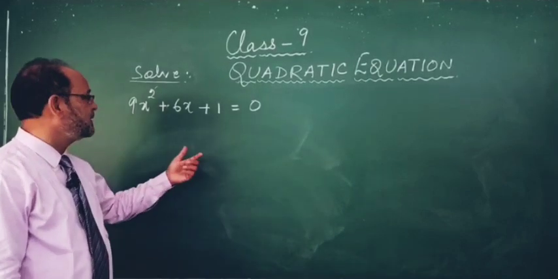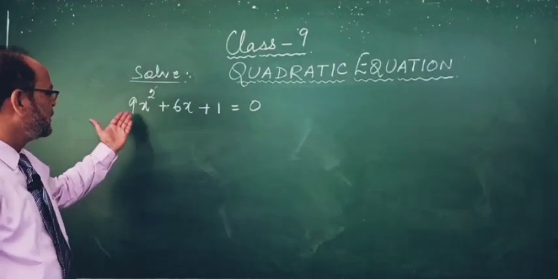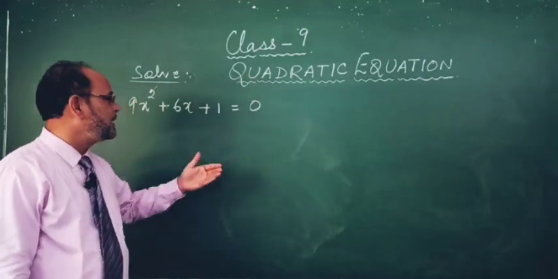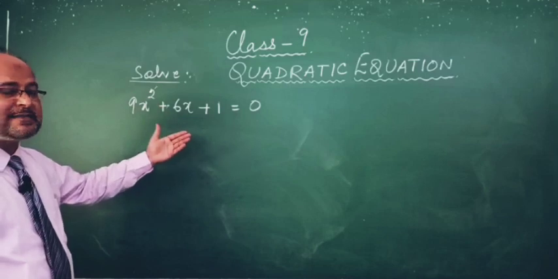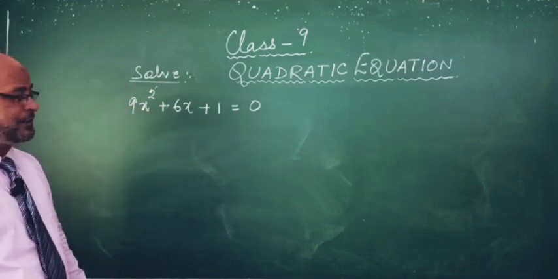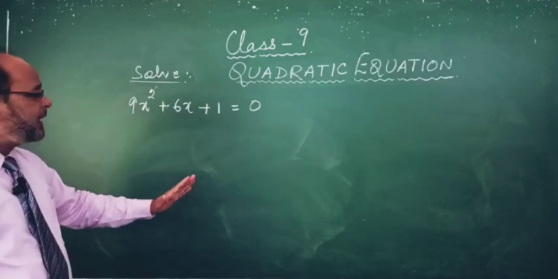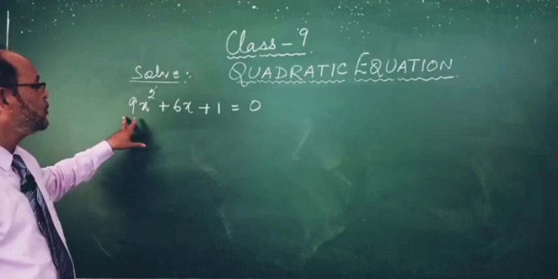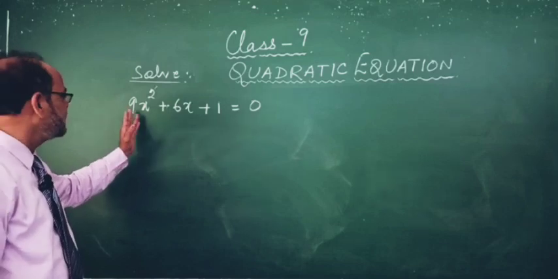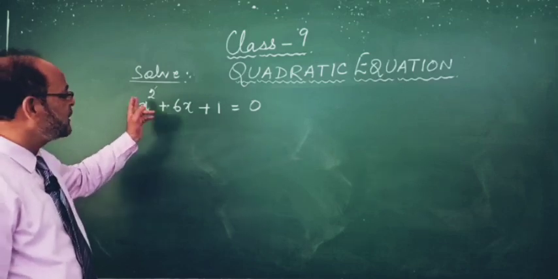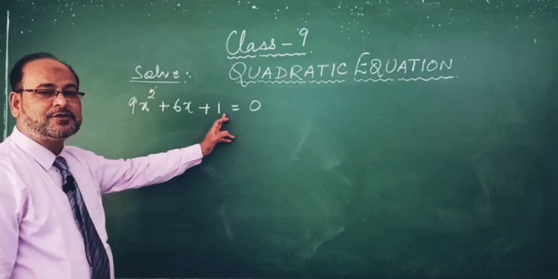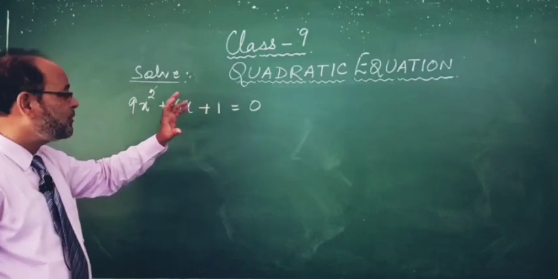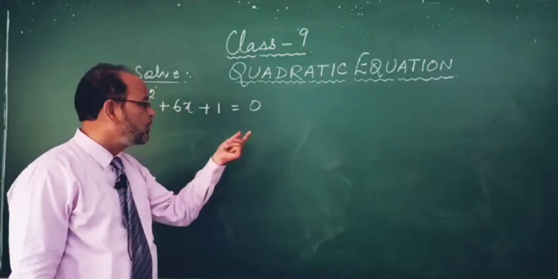Alright, this is the next example: 9x square plus 6x plus 1 equals 0. Now our job is to factorize this given quadratic equation. Get it very clear: if a coefficient of x square is given in the question, your job is to first multiply that coefficient into the constant number. So what will you get here? 9 ones are 9. Your job is now to find two factors of 9, not one.